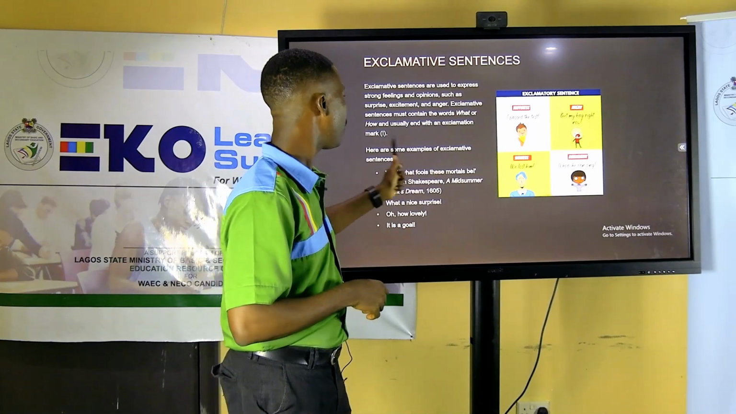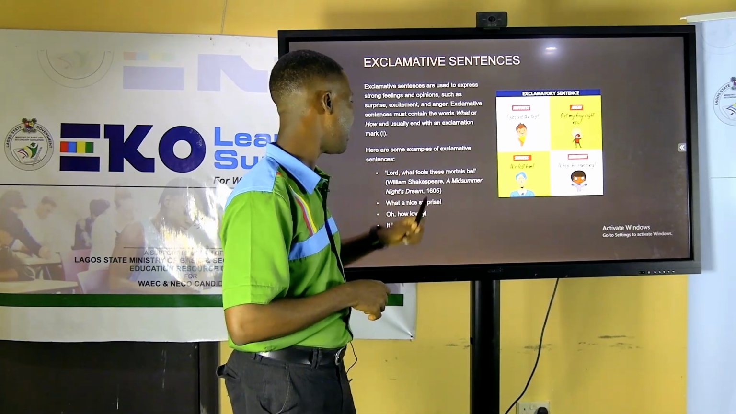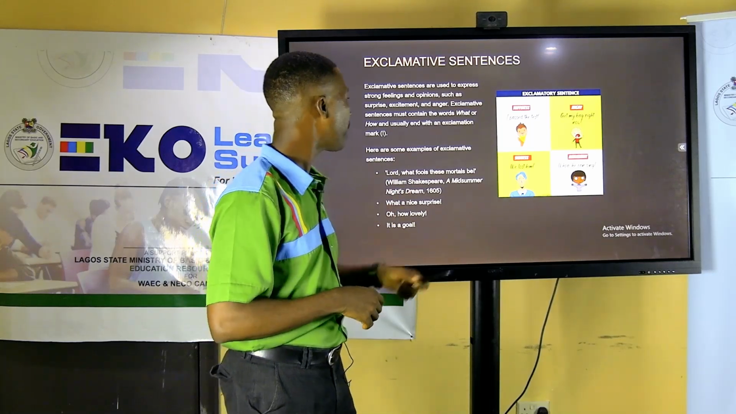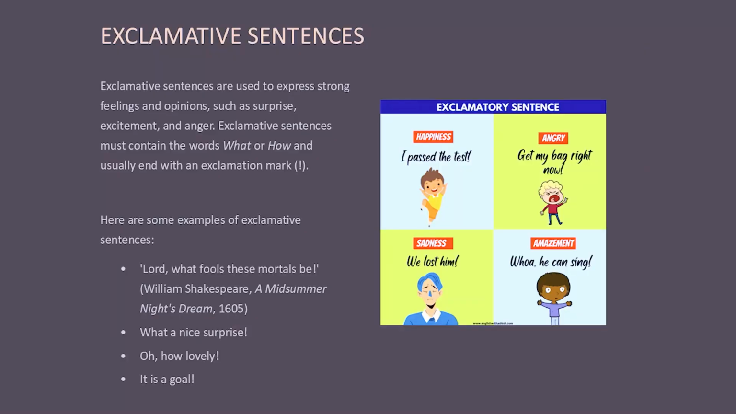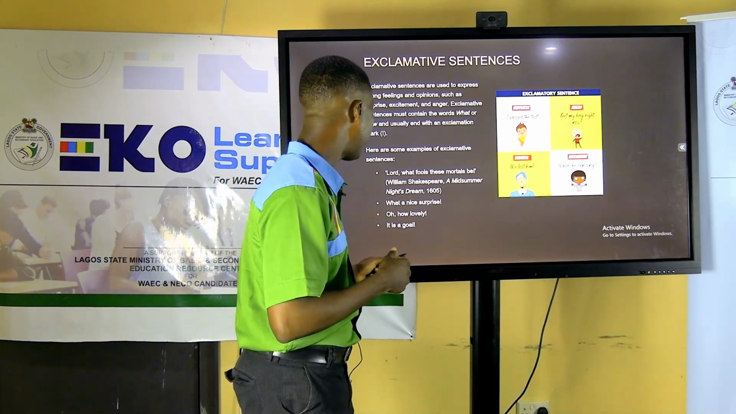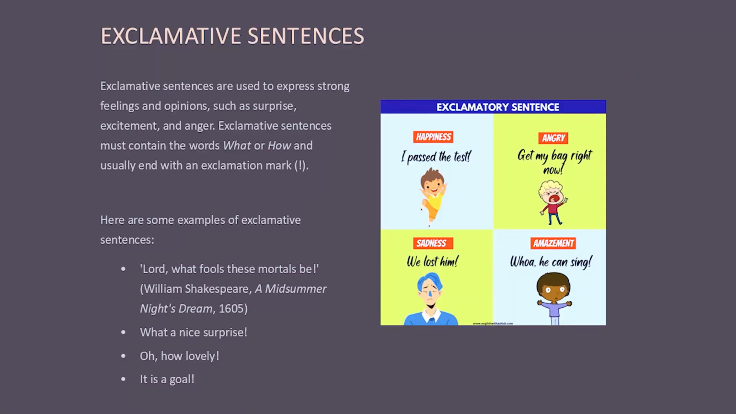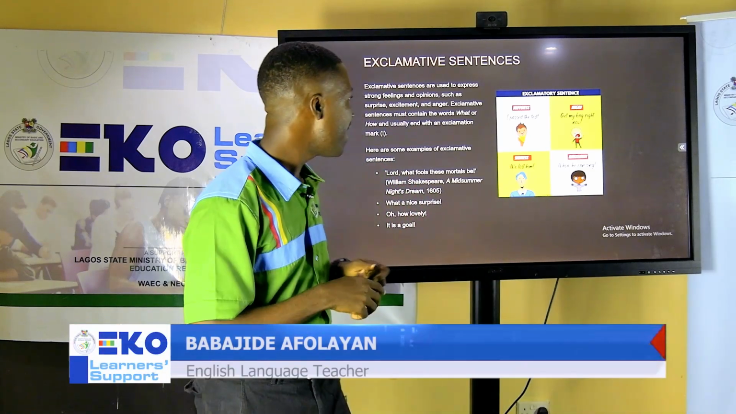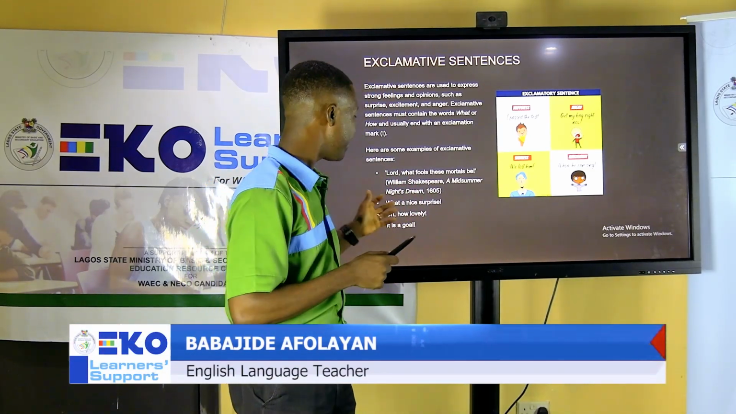And here are some examples of exclamative sentences. "Lord, what fools these mortals be!" A very good example. This is taken from William Shakespeare's A Midsummer Night's Dream, from page 1605. Also, "What a nice surprise!" is an example of an exclamative sentence. "Oh, how lovely!" An example of an exclamative sentence, and "It is a goal!" An example of an exclamative sentence.